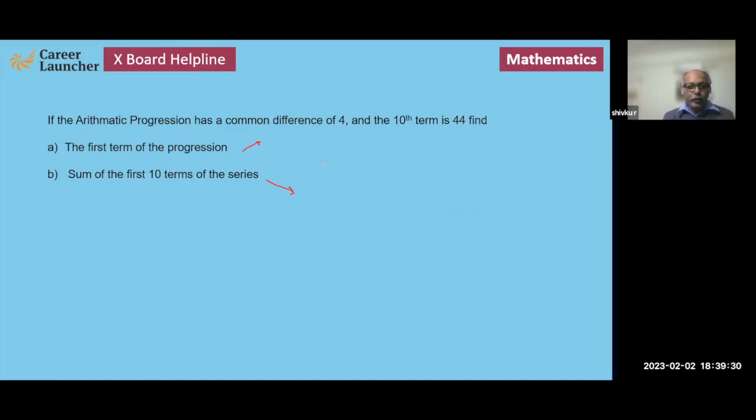So we have been given for the first question the value of d is equal to 4, and you also know the value of a10, the 10th term, is equal to 44, right? We also know that the 10th term a10 will be nothing but the first term plus 9 times d, right? So this is nothing but a plus 9 times 4, 36. So 44 is equal to a plus 36, which implies the first term is equal to 8.